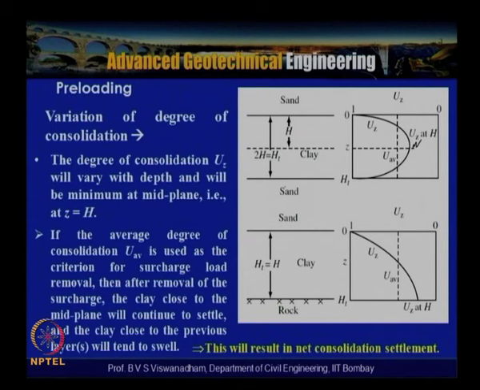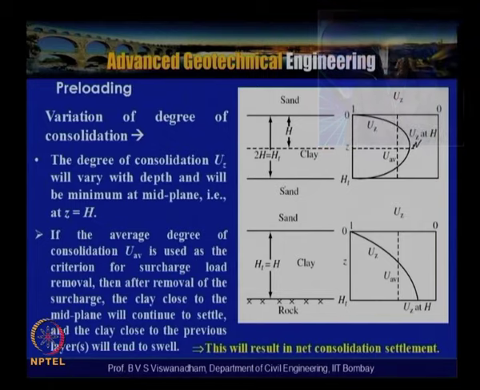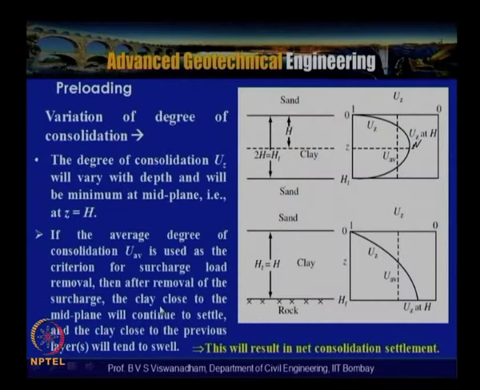So if the average degree of consolidation U average is used as the criterion for surcharge load removal, then after removal of the surcharge, the clay close to the midplane will continue to settle, and clay close to the pervious layers will tend to swell. So because of this reason, Johnson 1970 has recommended, on the conservative side, assessing the degree of consolidation for the removal of surcharge at Z is equal to H, or midplane consolidation. So the entire phenomenon that has been discussed will result in the net consolidation settlement.